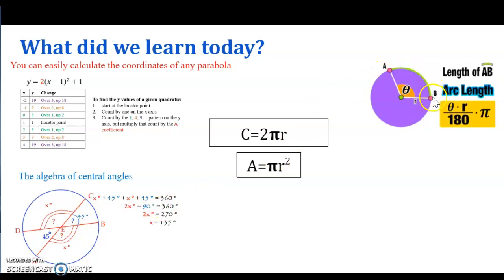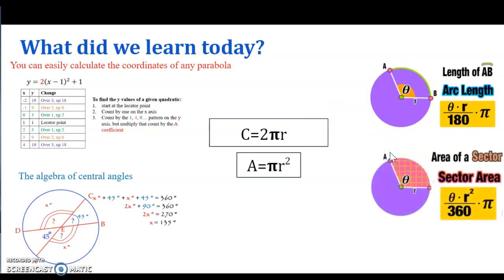This is an arc, and if you are interested in finding the arc length, you can use the proportion of theta divided by 360 and then multiply that by the circumference formula or use this formula to find the arc length. And finally, the area of a sector or sector area can be found by dividing theta over 360 and then multiplying that by the total area, and therefore use this formula.